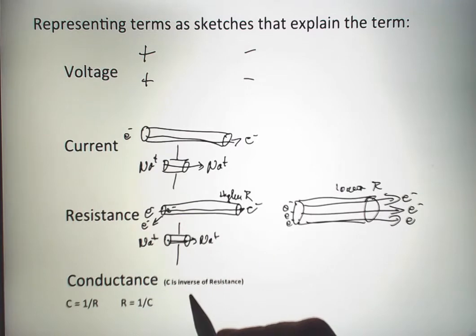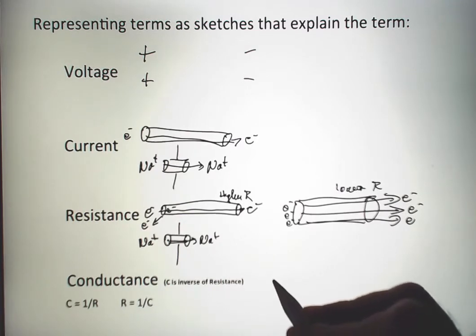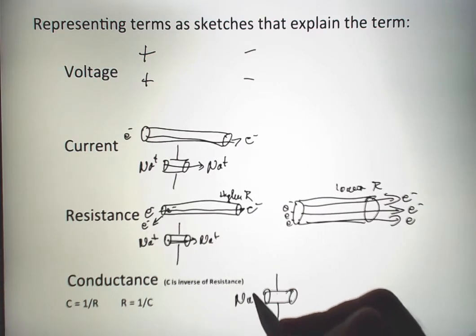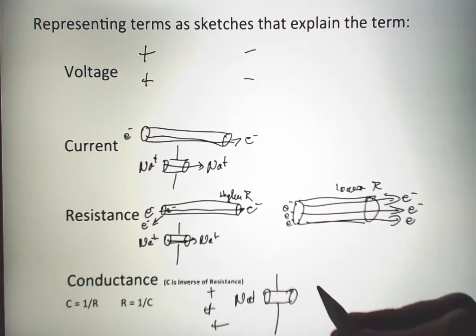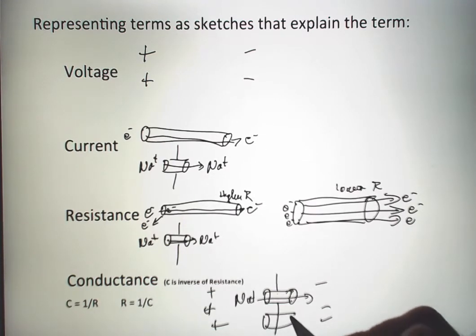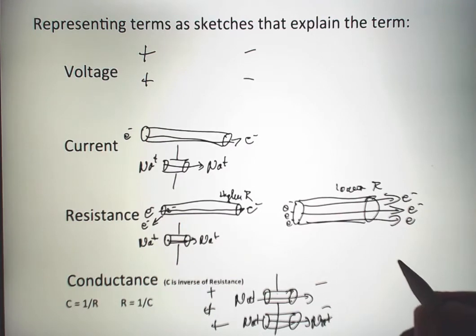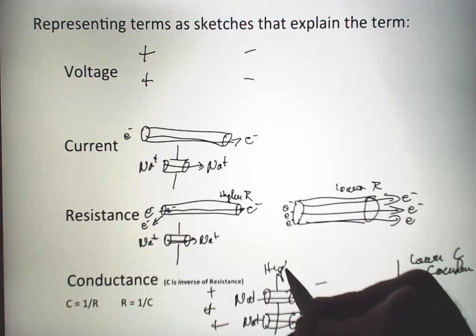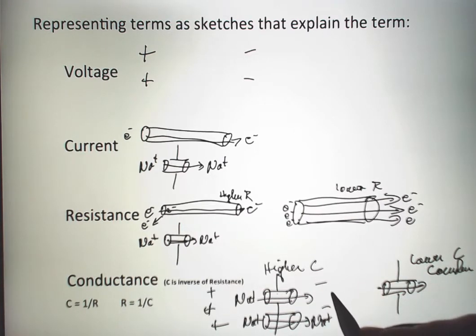Conductance is just the inverse of resistance. If we had a single channel or a narrow wire, we have low conductance. If we added a second channel, we'd have higher conductance. So this is lower conductance, lower C, and this is higher conductance.